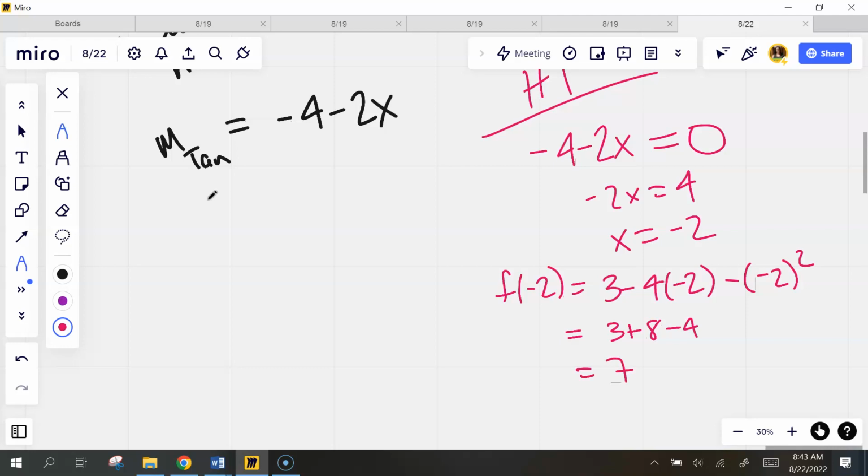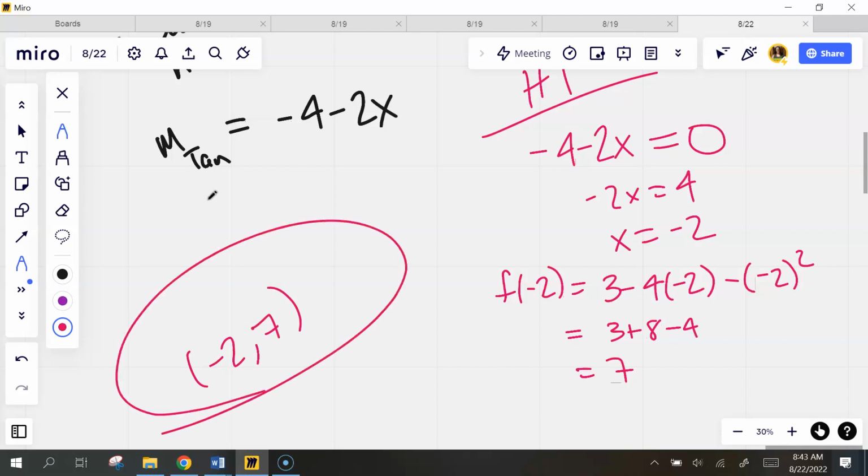So now answer the question. At what point is the tangent to f of x horizontal? Negative 2, 7. That's the answer to the problem. The answer to the problem is not negative 4 minus 2x. It's not even negative 2. It's negative 2, 7. Y'all okay?